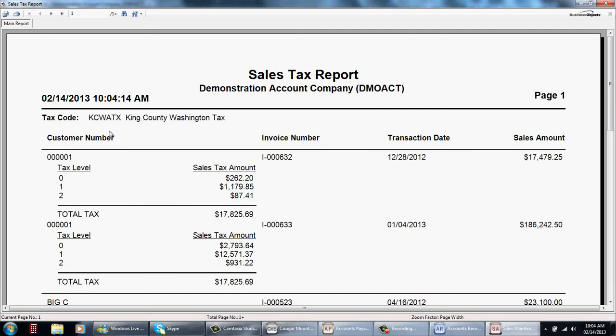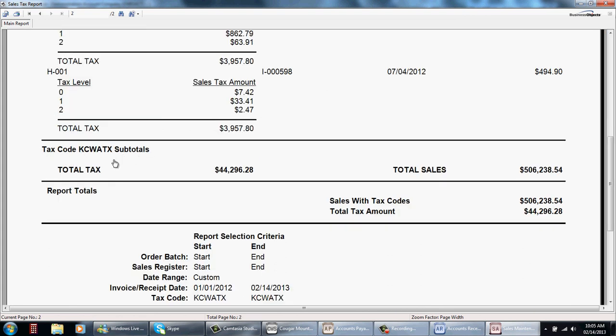Going back to the code, remember the first level, KC, is the King County tax. WA is the Washington tax, and TX or Stadium would be the Stadium tax. So it's easy to read these reports if they're set up right by the codes. You then get to see the sales amount, the total tax on each one of the sales amount, and how much tax was collected. Then you see the breakdown of the taxes. Total tax collected, $44,000 on the $506,000 worth of sales.